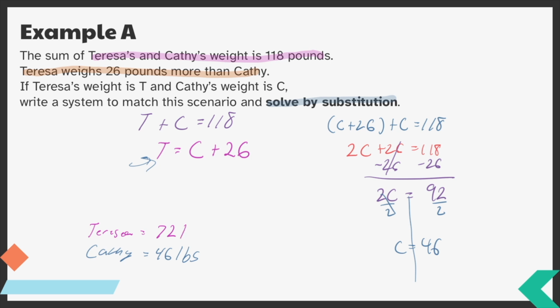And we could check that to make sure it's right, because if you add 72 and 46, you get 118. So we know that worked out. And we know that 72 minus 46 is going to give us 26. So it's going to be more than that. So it all satisfies our problem. Now let's move on to example B.